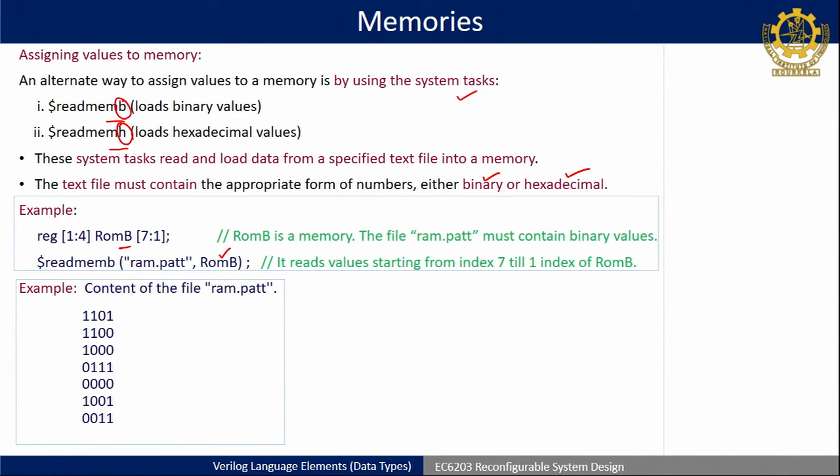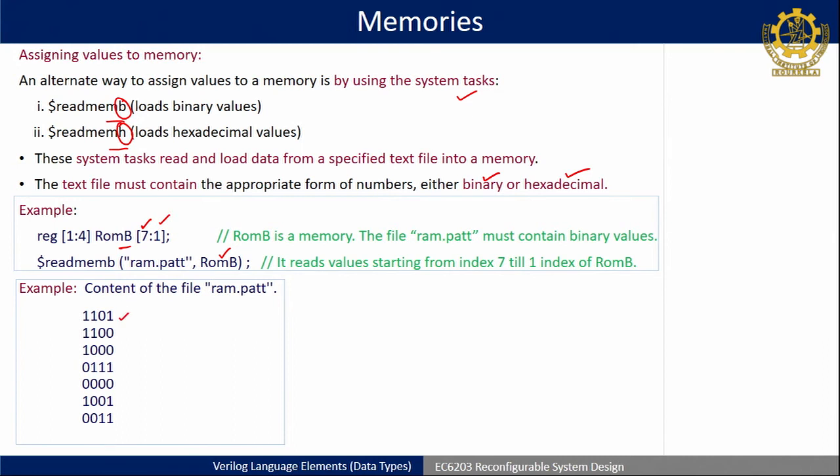So, what it will do is it will read the value starting from index 7 till index 1 into the ROM B register. Are you getting my point? Because first I have given 7, last I have given 1. So, 1101 will be stored first in 7.